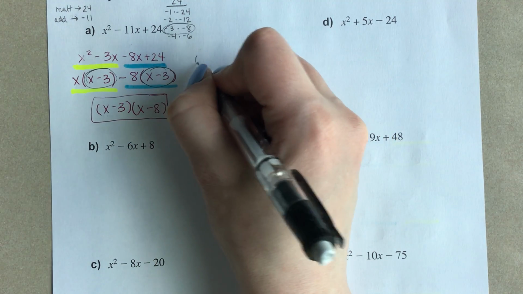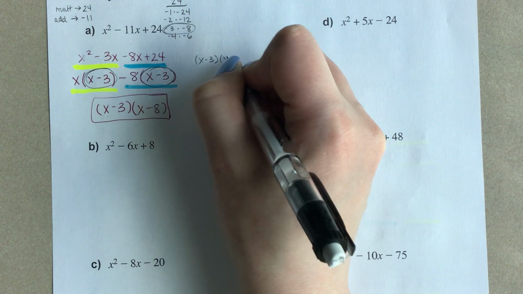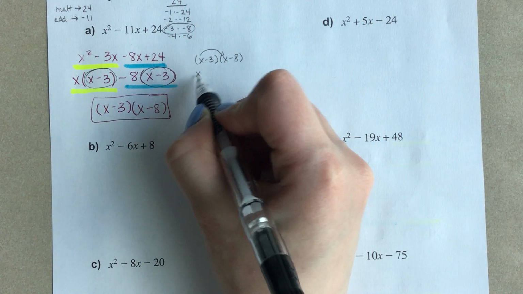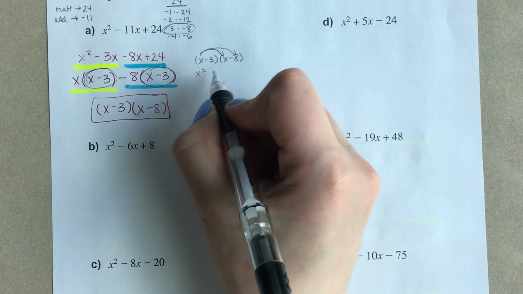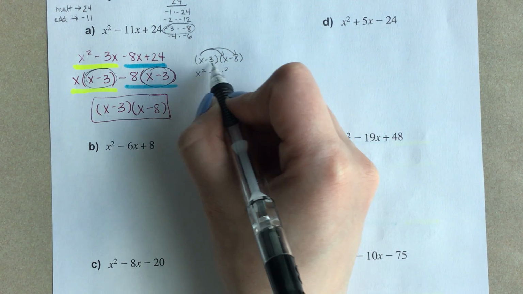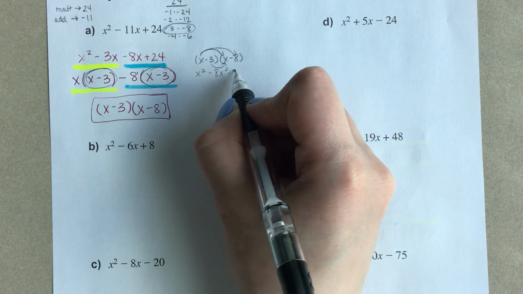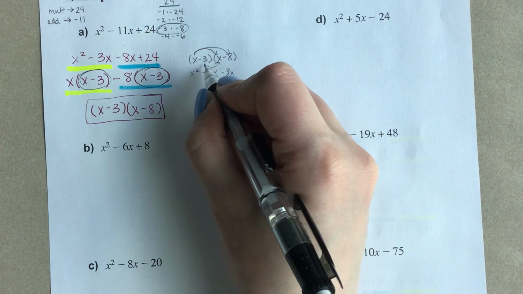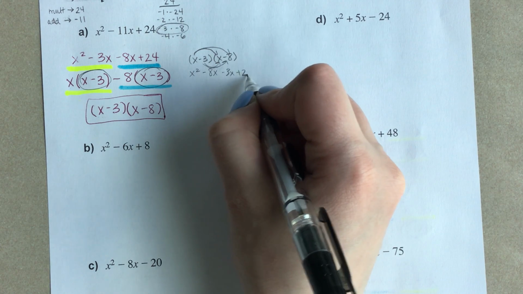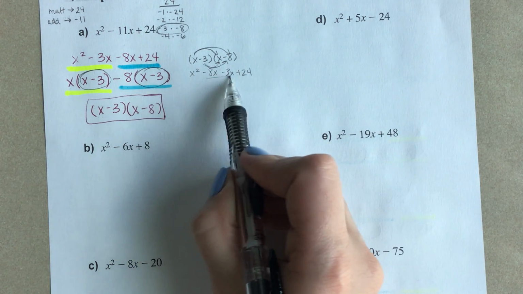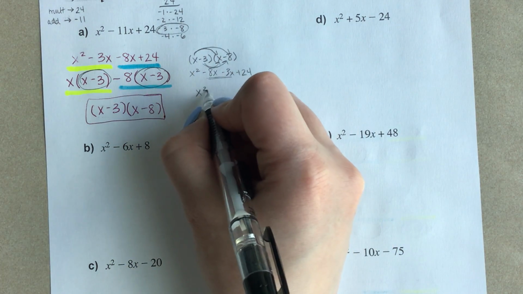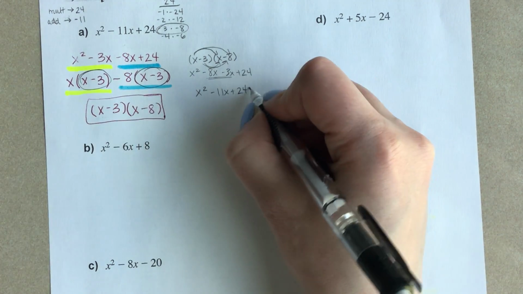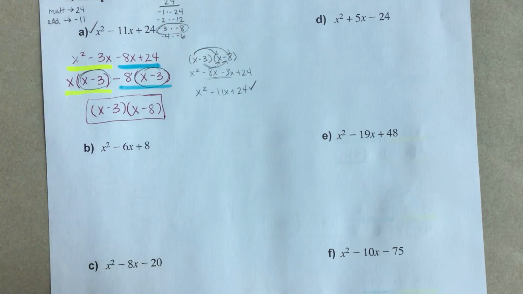If we want to check our work real fast, then we can do that. x minus 3 times x minus 8. Let's FOIL. So we have x times x, which is x squared. x times negative 8, which is negative 8x. Negative 3 times x, which is minus 3x, and then negative 3 times negative 8, which is positive 24. When I combine the middle terms, I'm going to get x squared minus 11x plus 24, and notice that matches our original problem.